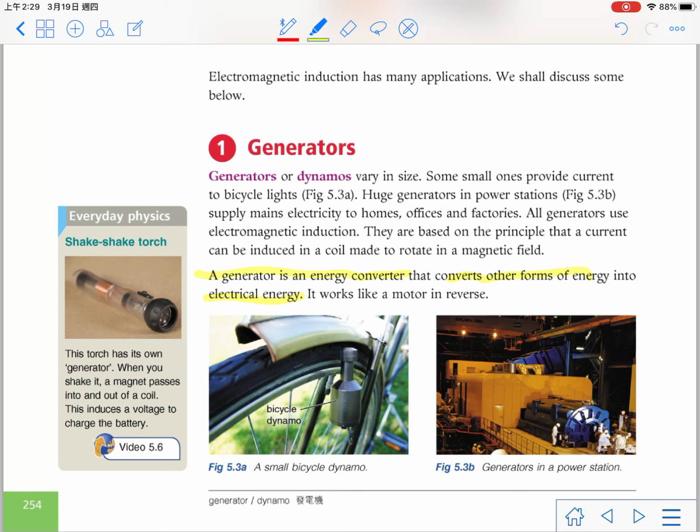It involves induced current. Do you remember you have learned induced current? Induced current will be produced if there is a change in magnetic field through the coil. So we simply make the coil rotate in the magnetic field, so we can have induced current. Another type is a shake torch. Maybe you can shake the magnets inside the coil, so the coil will experience a magnetic field change. So we can also find induced current.